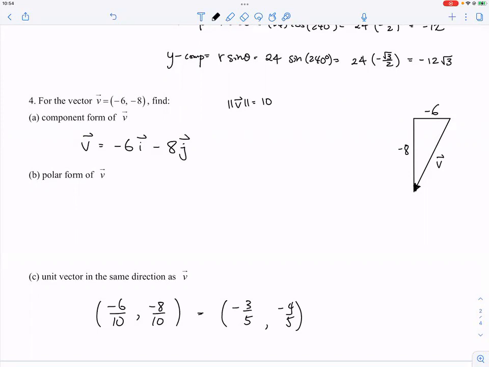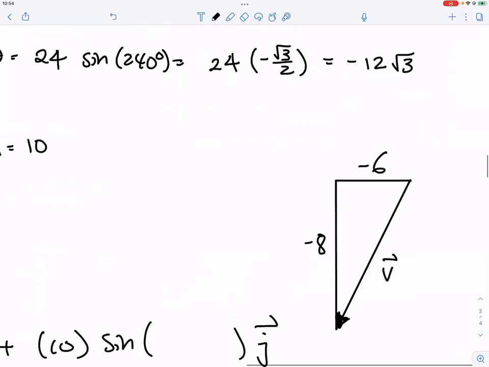The polar form is going to be the radius, which is 10, cosine of the theta i plus the radius times sine of the theta j. So now the question is, what is the theta? Well, that's a starting point, right? So our theta will be right here. That's our theta.